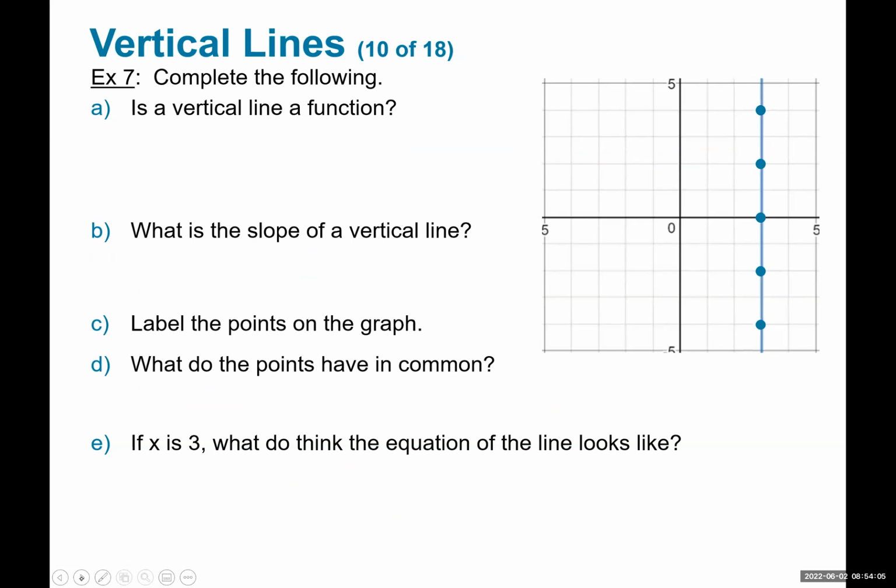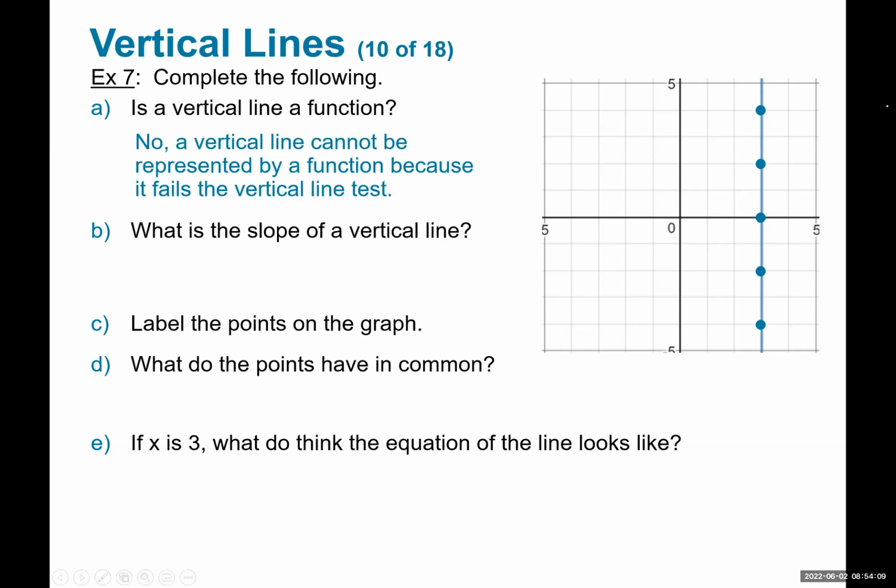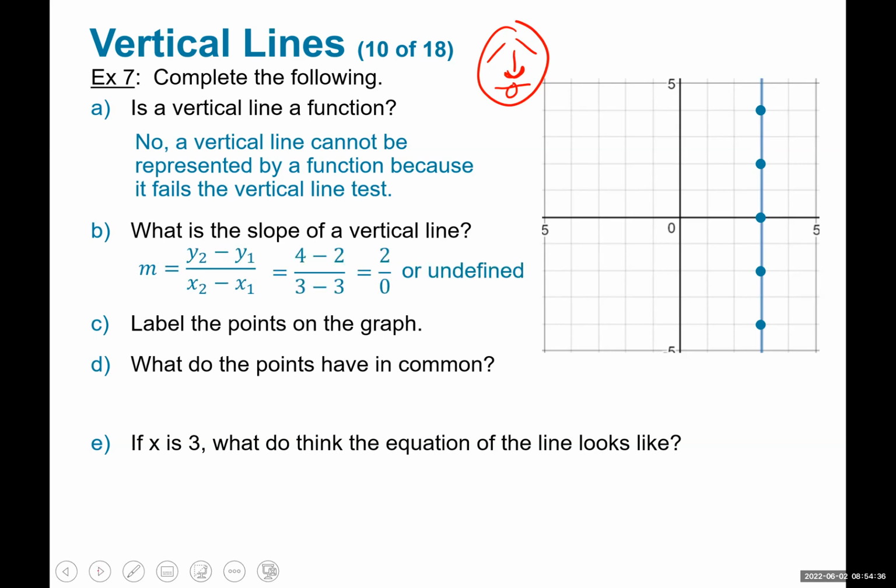Okay, now we're going to look at a vertical line. Is this vertical line a function? Well, if we draw a vertical line on it, then no, it's not a function. You know why? Because it fails the vertical line test. So no, this is not a function. All of our x values have different y values, okay? So the slope of this line, go back to slope man, undefined.